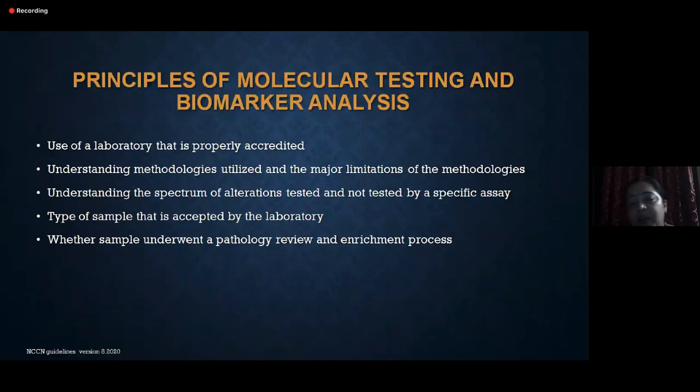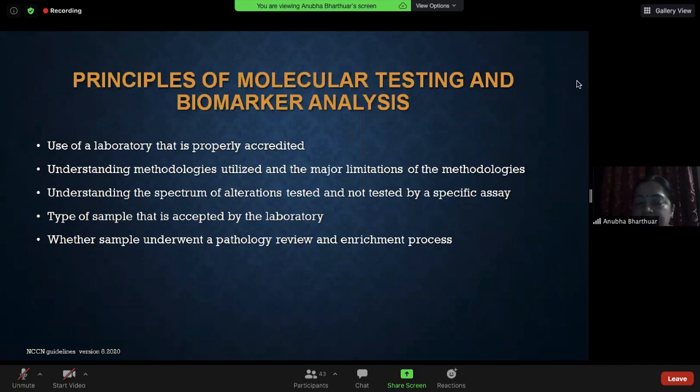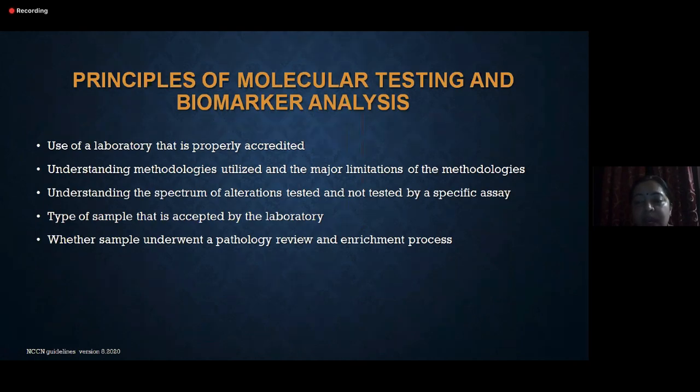The important point whenever we are ordering these biomarkers is that we use a laboratory that is properly accredited. We understand the methodology that we are utilizing and the limitation of that methodology. For example, in gene rearrangement, sometimes the NGS will not pick it up and we have to go back and do, instead of a DNA-based NGS, an RNA-based NGS. We have to understand the spectrum of alterations that are tested or not tested by a specific assay.